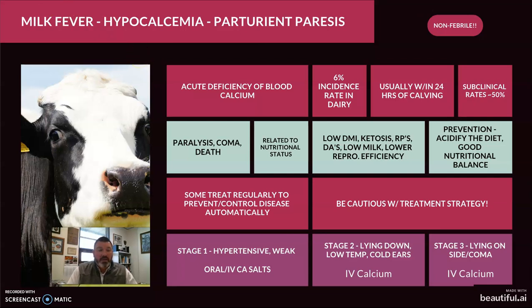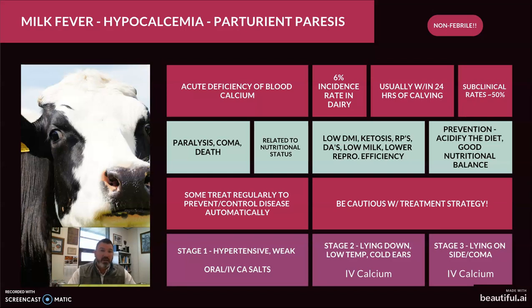As we get back to talking about milk fever, there's a lot of different things that can go on. It can be very subclinical or very mild, where they're hypertensive and weak, and we'll typically administer some oral calcium or maybe some intravenous calcium salts. But as the disease progresses and is associated with low dry matter intakes, ketosis, retained placenta, DAs, now we have to be cautious with our treatment strategy.